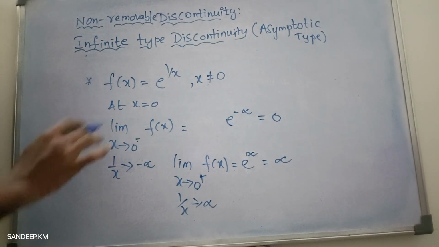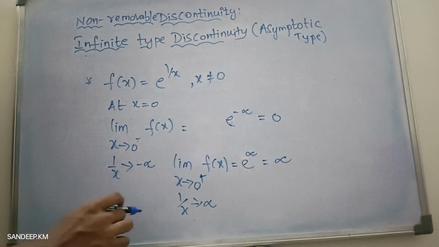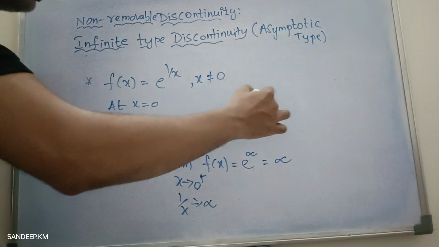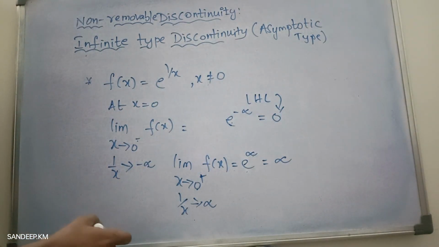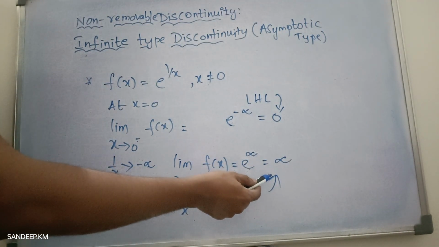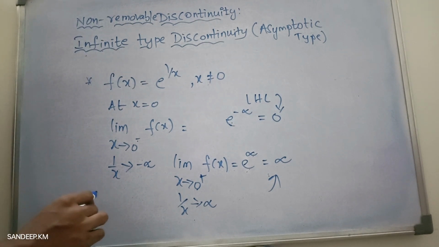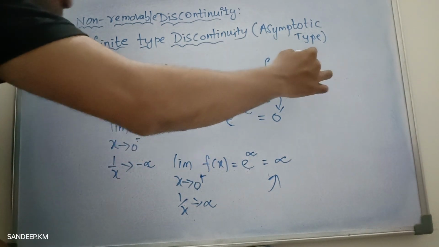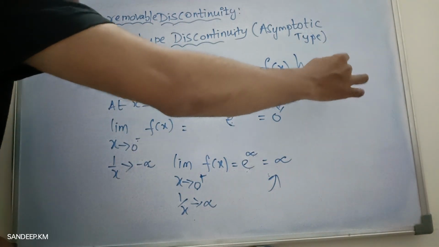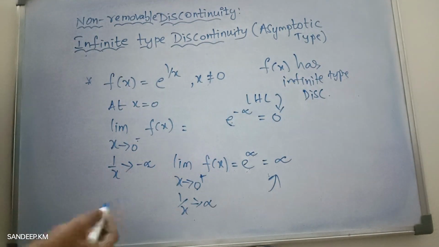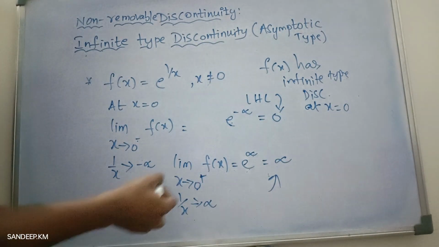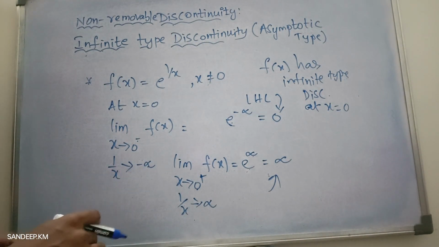So in this example, only right hand limit is approaching infinity. Left hand limit is not approaching infinity. Left hand limit, LHL, is a finite value, of course 0 only, and RHL is infinite value. Since RHL is infinite value, we can say that it is still infinite type discontinuity only. We say that f of x has what type of discontinuity? Infinite type discontinuity at x is equal to 0, because right hand limit is infinity. Okay, so remember this.